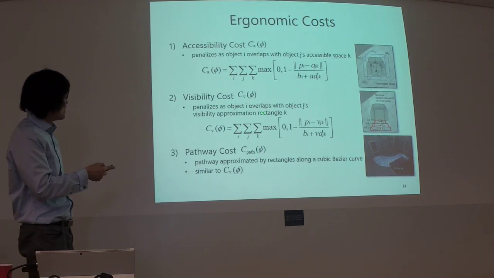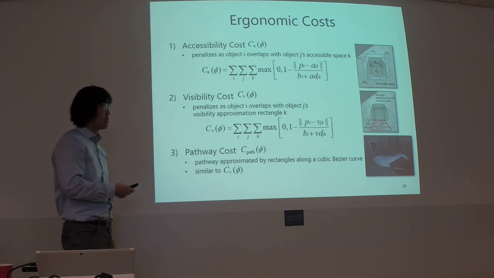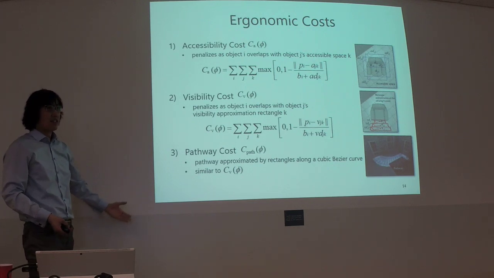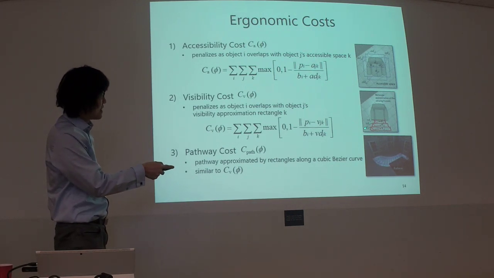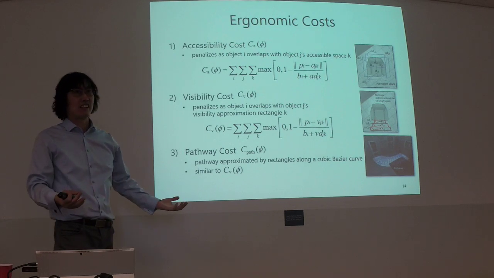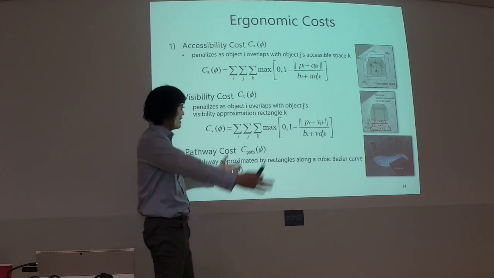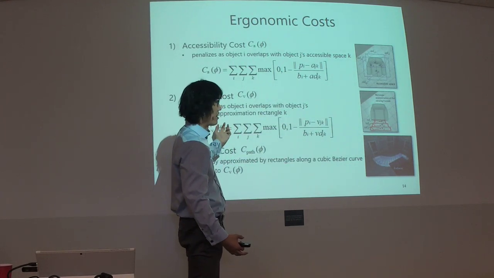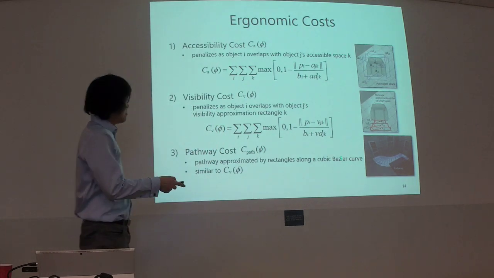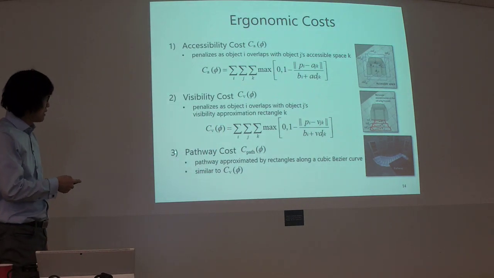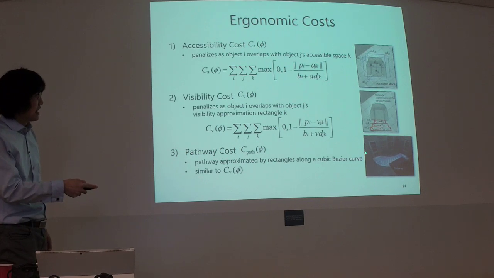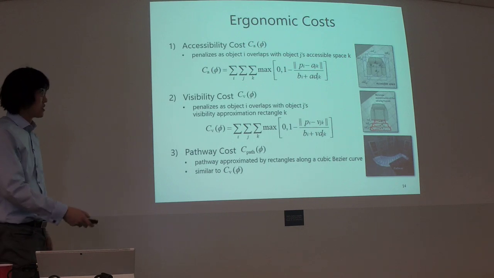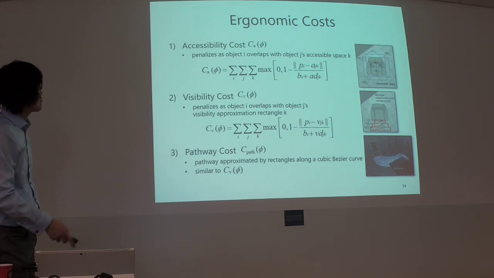And then we have the visibility costs. For some objects, you may want to maintain the visibility. For example, for this whiteboard, you want to define a space in front which should never be blocked. So I cannot put a bookshelf here, because that would block this board and make it invisible. So we have this cost to penalize that. And then we also have the pathway cost that ensures that there must be a pathway between doors, so people can walk from one side to the other side.